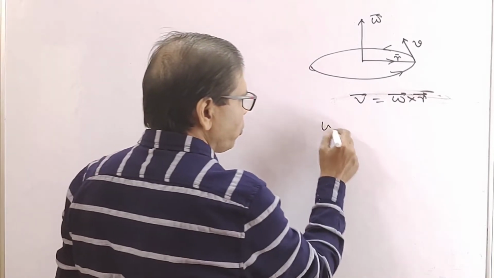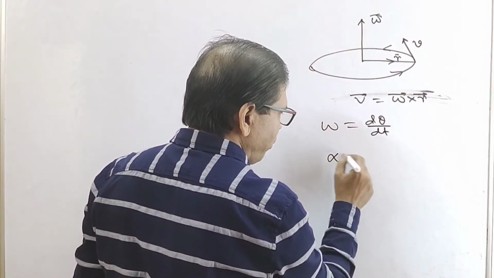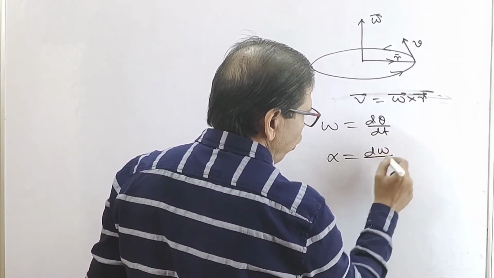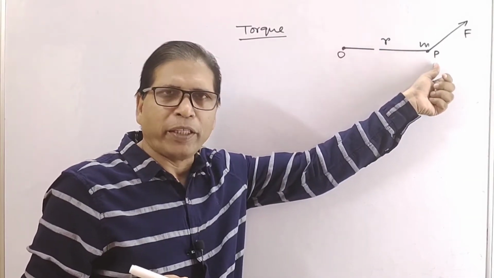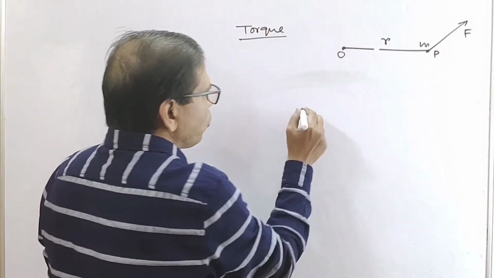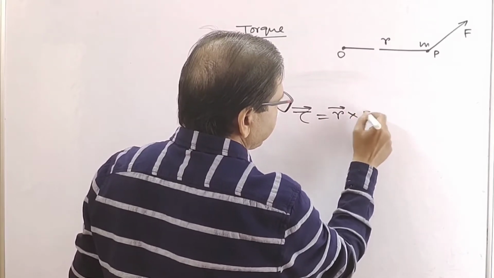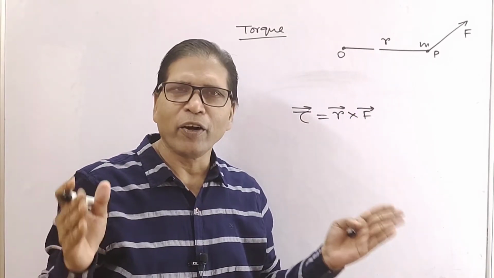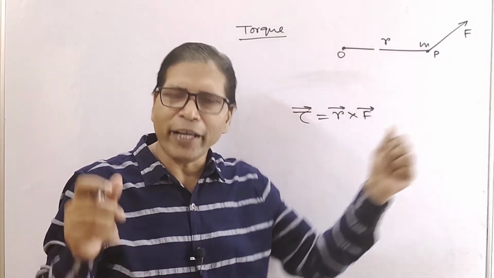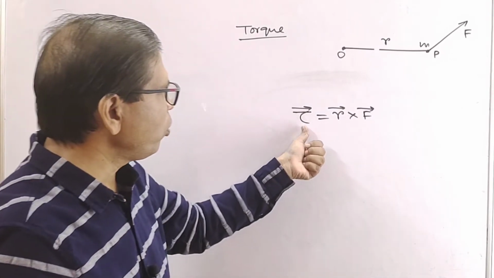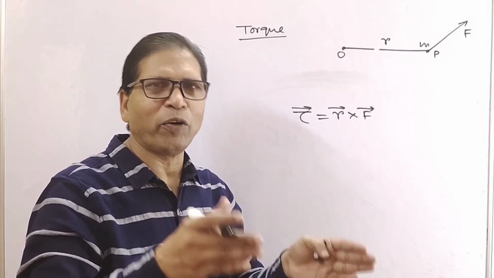Now angular velocity can be written as d theta by dt. Again, angular acceleration alpha can be written as d omega by dt. Suppose mass m is at a point P, OP equal to r. Now the torque tau vector is equal to r vector cross F vector. So torque is normal to the plane containing r vector and F vector. For anti-clockwise rotation, tau is directed outwardly, and for clockwise rotation it is directed inwardly.